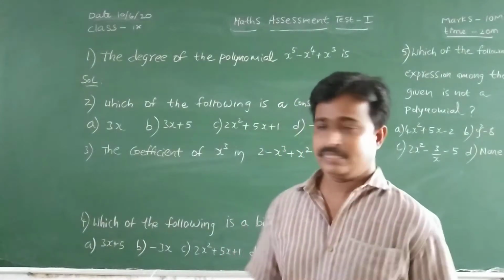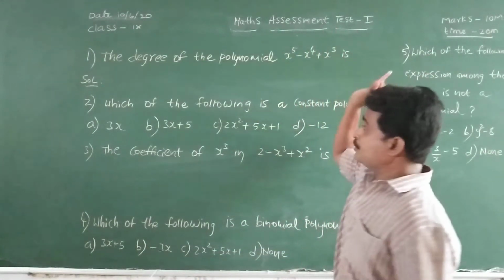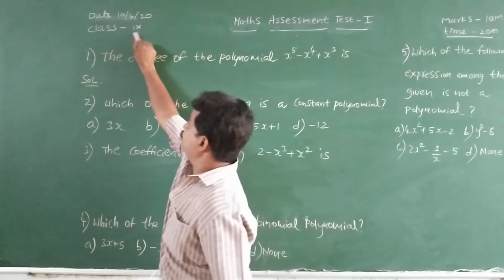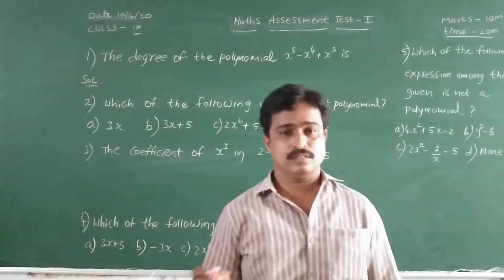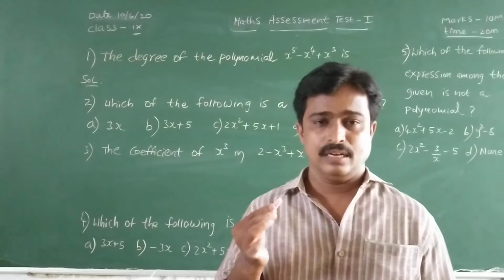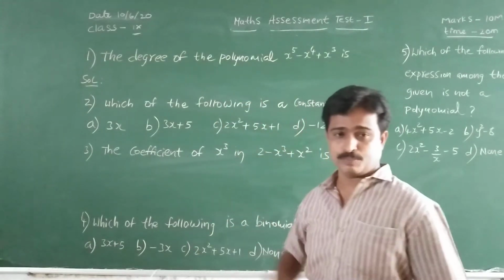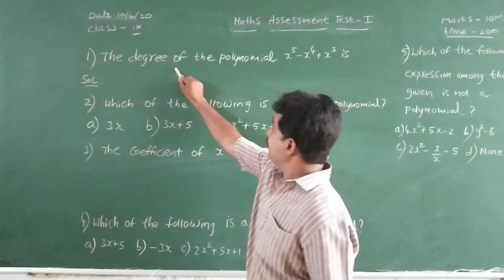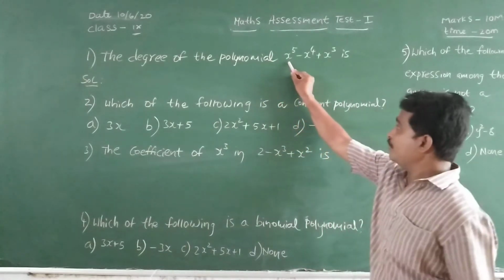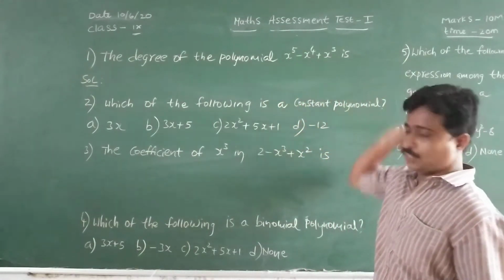Today we are discussing Mass Assessment Test 1 for class 9. Here there are 10 questions. First 5 questions are objective bits. Here there are 5 questions. Just observe the first one. The degree of the polynomial x power 5 minus x power 4 plus x cube.